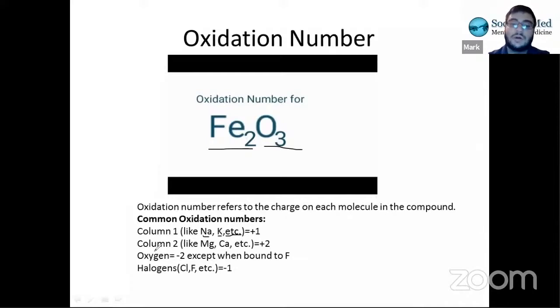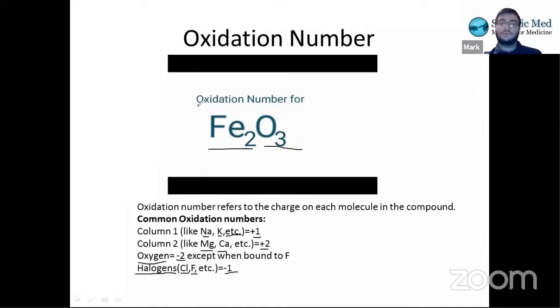Some common examples are column 1 elements in the periodic table, like sodium, potassium, cesium, anything like that. Column 2 elements like magnesium, calcium, those are usually +2, whereas column 1 is +1. I'm not sure if I mentioned that. Column 1 is +1, column 2 is +2. Oxygen is pretty much always -2, except when it's bound to fluorine, but you won't really see that on the MCAT. That's a very, very rare situation. And usually halogens like chlorine, fluorine are -1, right?